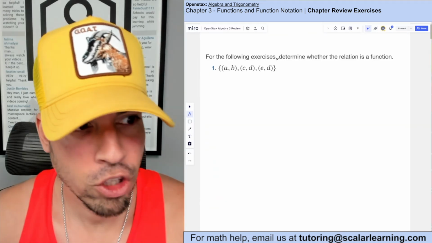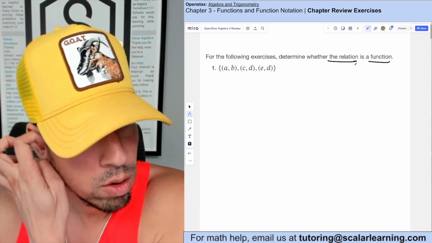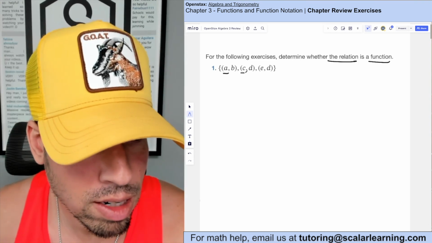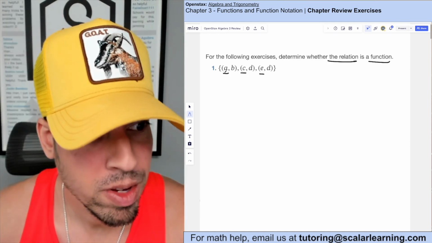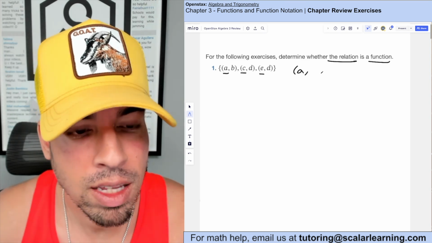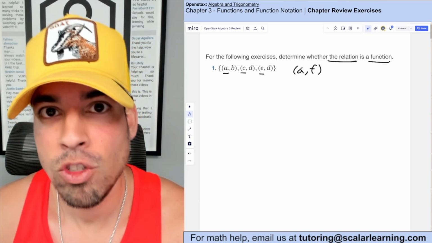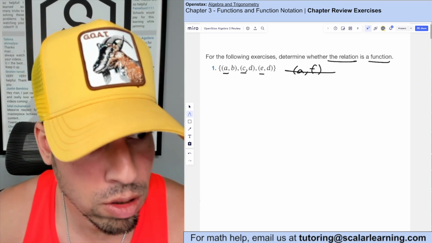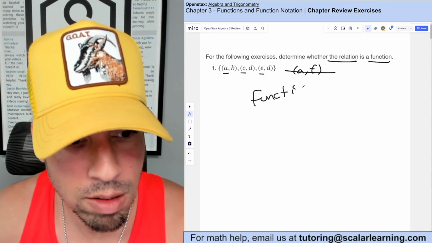Question number 1. For the following exercise, determine whether the relation is a function. We're determining if it's a function as long as there is a unique x value. For example, what would make it not be a function is if we had a repetition of one of these x values. For example, if I had a and it was also going to a different value like f, okay? So if I had this duplicate x value, it would not be a function. But since this does not exist and all of these x values are unique, this would indeed be a function.